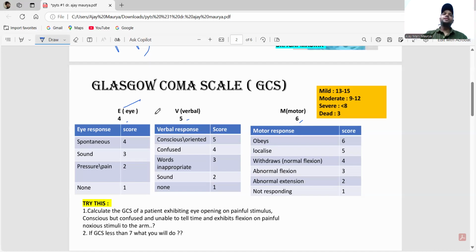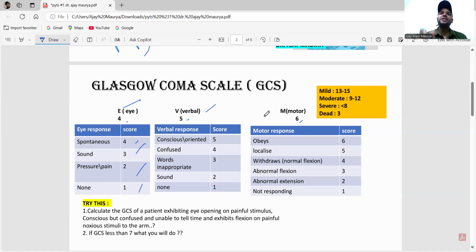Eye response. If the patient is opening eyes spontaneously, you give a score of 4. If the patient opens the eyes to sound, this is 3. If the patient opens his eyes on pain, it is 2. If the patient is not opening his eyes, then you give 1. Next is the verbal response.